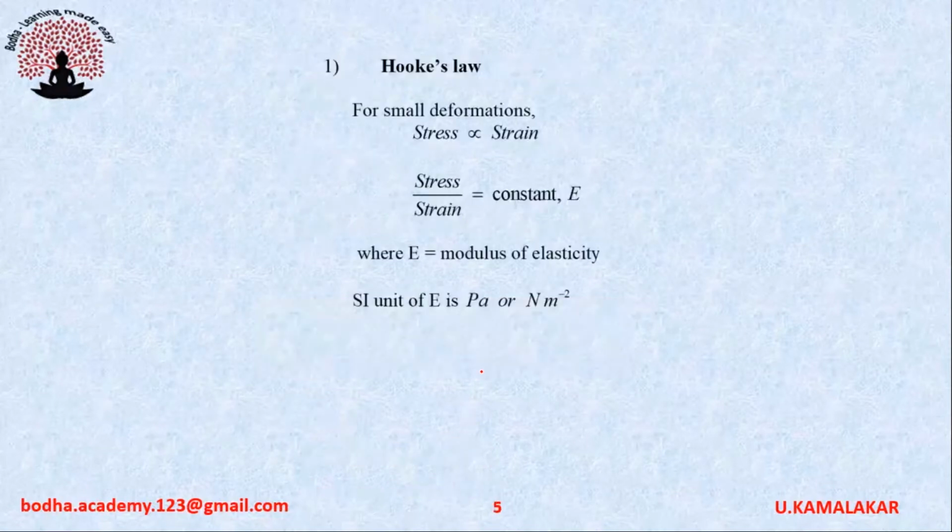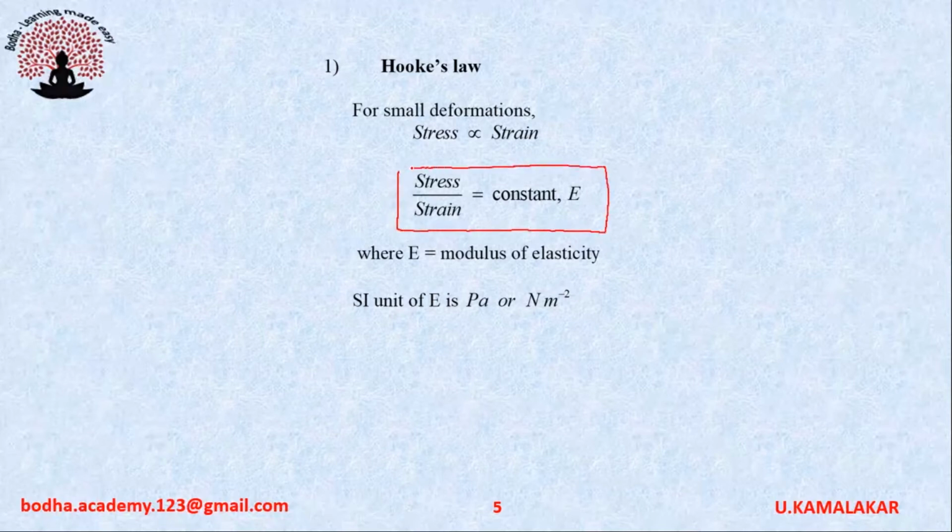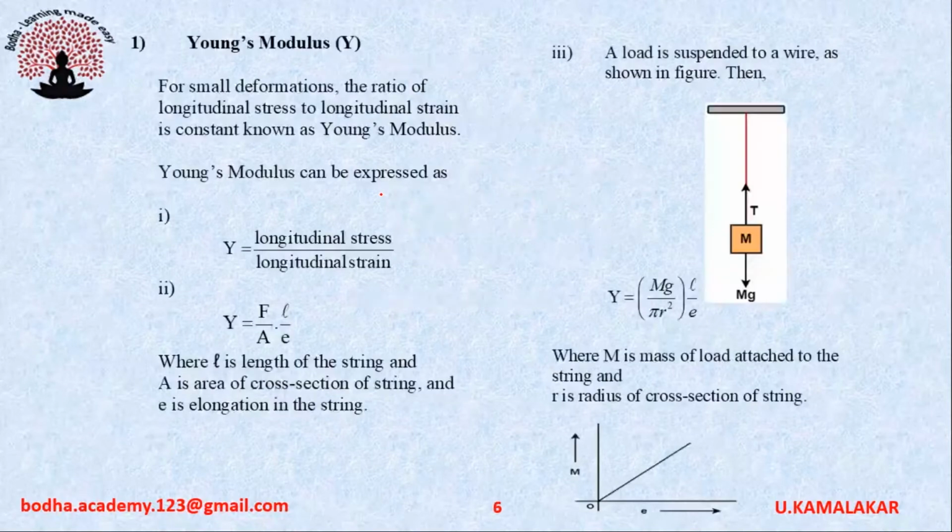Hooke's law. For small deformations, stress is directly proportional to strain, or stress by strain is equal to constant denoted by E, where constant E is known as modulus of elasticity. SI unit of modulus of elasticity is Pascal or Newton per square meter.